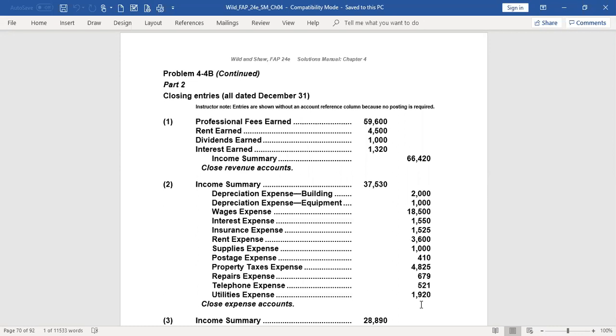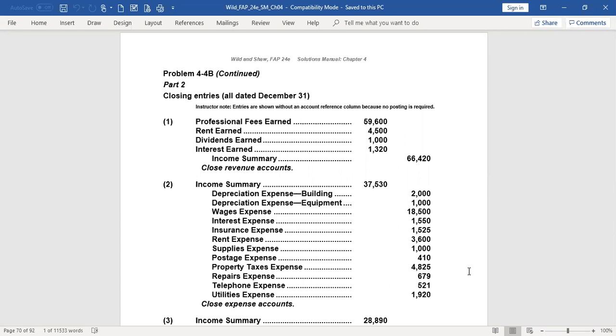So at this point, post that journal entry and see now how when you credit the expense accounts, each one now has a zero balance. And then debit your income summary account $37,530. So what you did there was take the balances out of the expense accounts by crediting them and move the total expenses into the income summary, $37,530. That's your second journal entry.